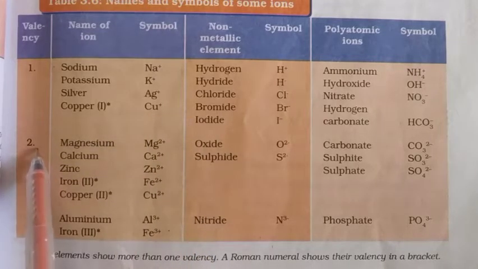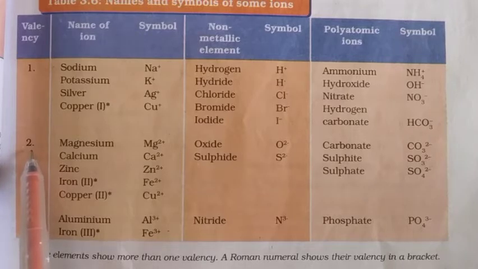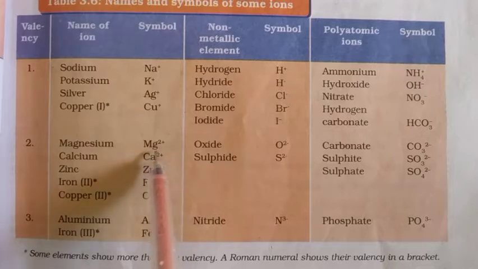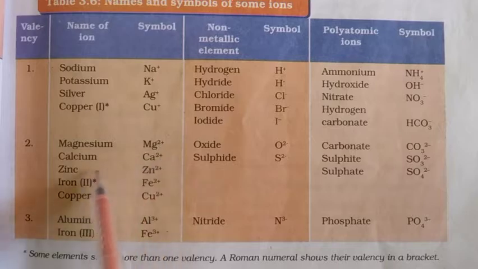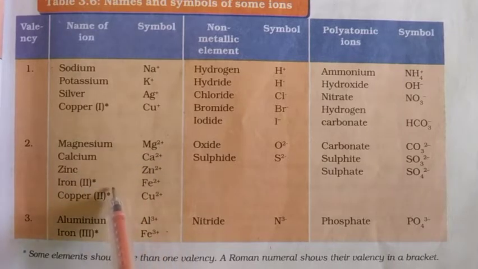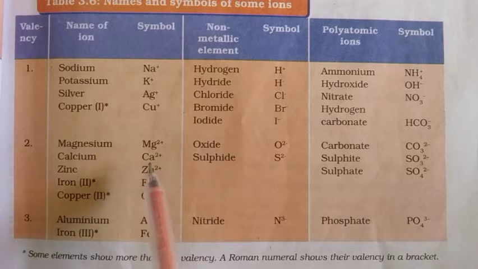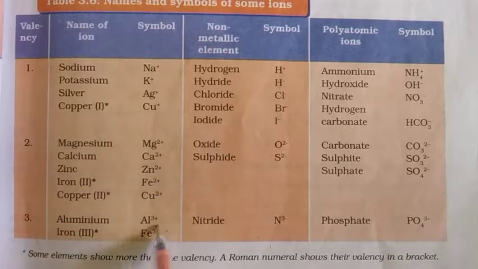Now look here, 2. It shows the valency. Magnesium, Mg2 plus. Children, this is a cation with valency 2. Calcium, zinc, iron and cuprous. See here, cuprous 2. These all have the valency 2. Now 3. Aluminium and iron have the valency 3.